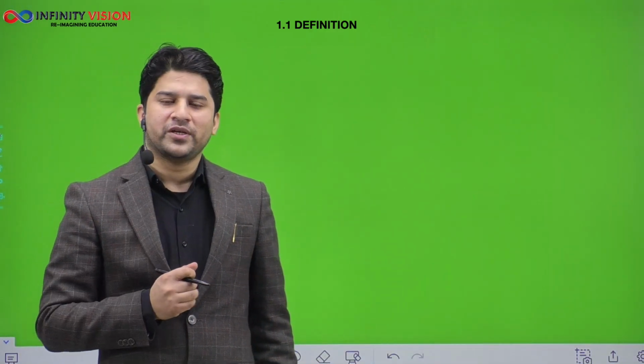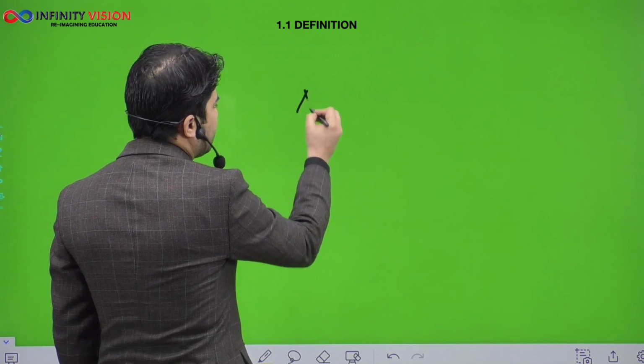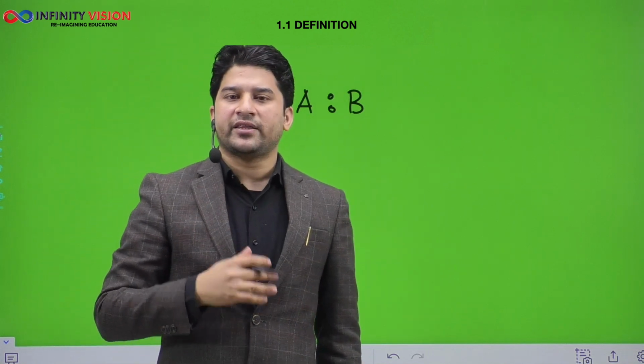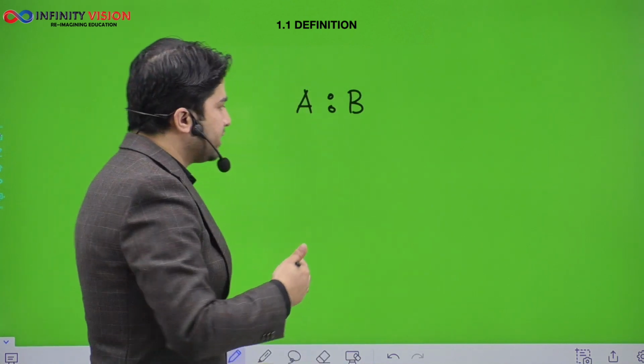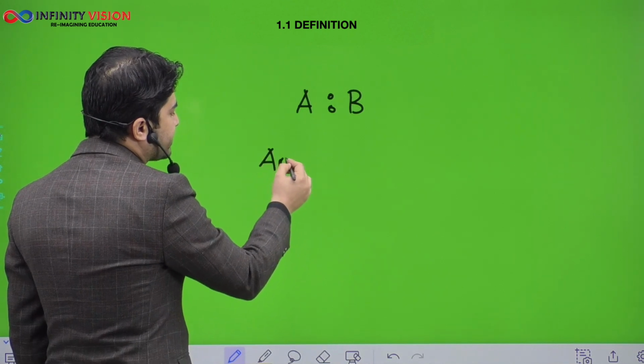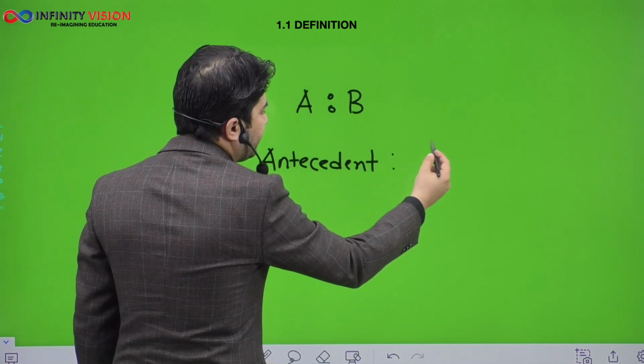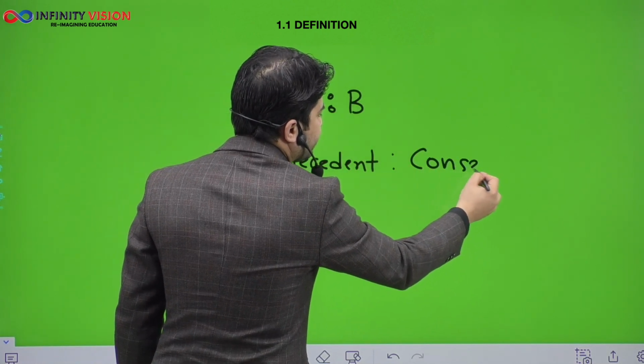What is ratio? Ratio is generally defined as a relation between two physical quantities of the same kind. Let's say you have two quantities A and B and they are of the same kind. And let's say you are going to define a ratio between A and B. So you are going to represent it as A colon B. Now these are the two terms of the ratio. This is called antecedent, the first term. And the second term is called consequent, in this case, which is B.